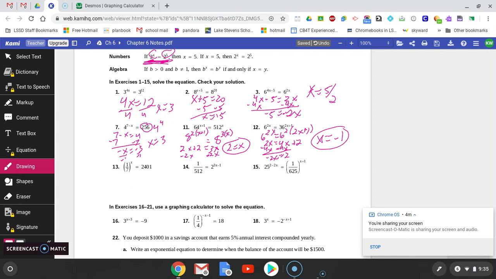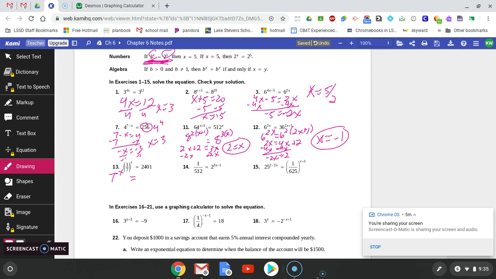Okay, on number 13, now we have a fraction. So to get rid of that fraction, we're going to use our rule about negative exponents. So 1 over 7 is technically 1 over 7 to the 1st power. If I want to flip it, so I have 7 instead of 1 over 7, I want to take the reciprocal of it, then I need to make the exponent negative. So it would be a negative 1 times x, or just a negative x. And then it's equal to 2,401.